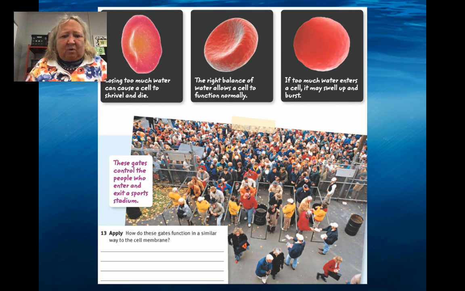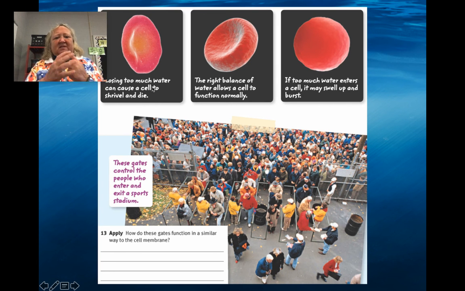All right. So here we have a cell in 3 different states. The first one has lost too much water. What could ultimately happen there is that the cell could shrivel up and then ultimately die. Then we have just the right amount. Then if there's too much, the cell could actually burst. So it's real important, kind of Goldilocks here, that you get it just right.